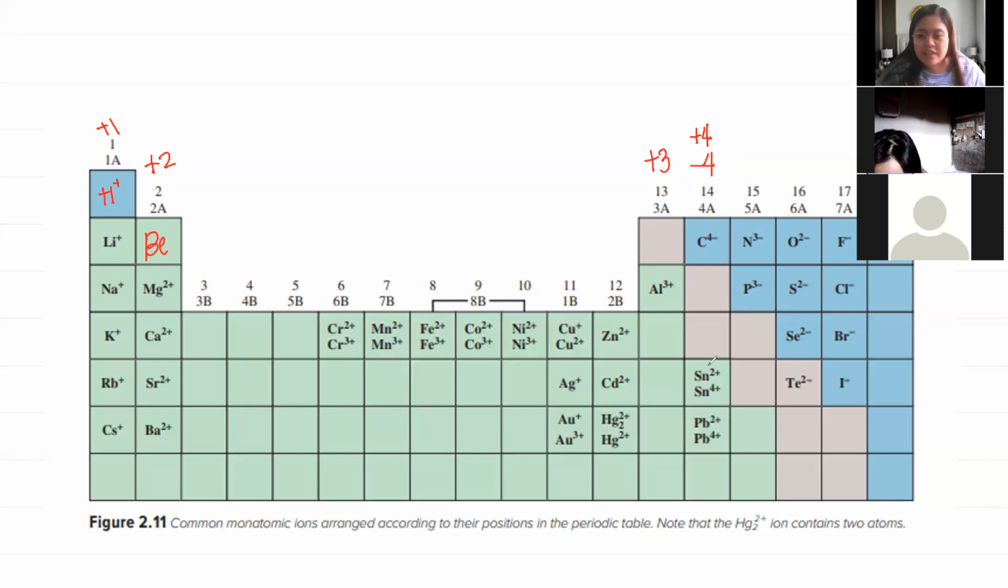Tin and lead belong to group 4A, but they have multiple charges or multiple oxidation states. Tin can be positive 2. Sn is tin, right? It can be positive 2, it can be positive 4. And then lead, it can be positive 2, it can be positive 4.